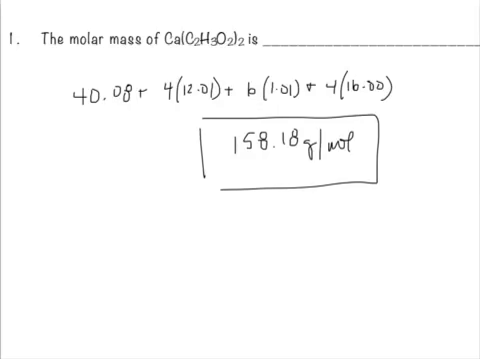This one's straightforward. Molar mass of calcium acetate. You add up 1 calcium at 40.08. There are 4 carbons, each weighing 12.01, 6 hydrogens at 1.01 each, and 4 oxygens each at 16. When you multiply and add those together, you get 158.18 grams per mole.